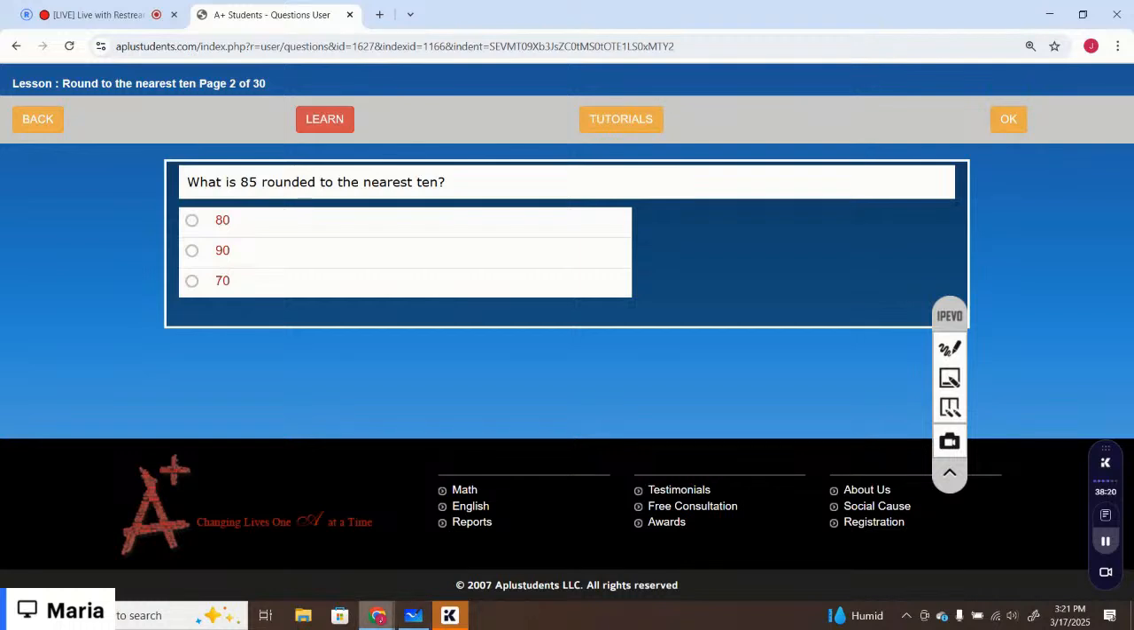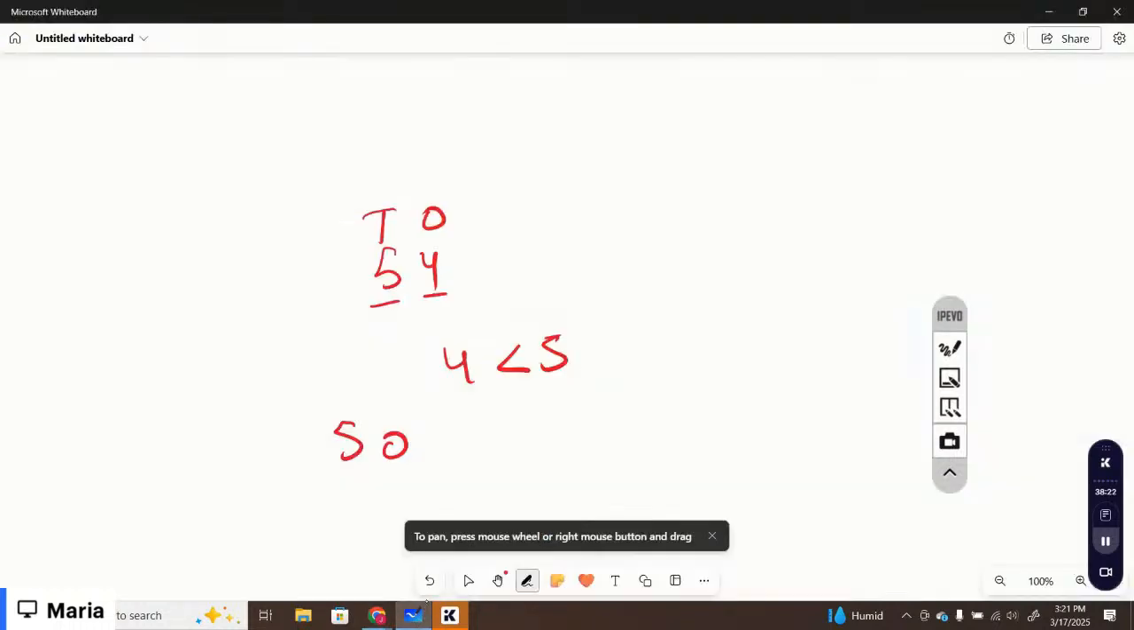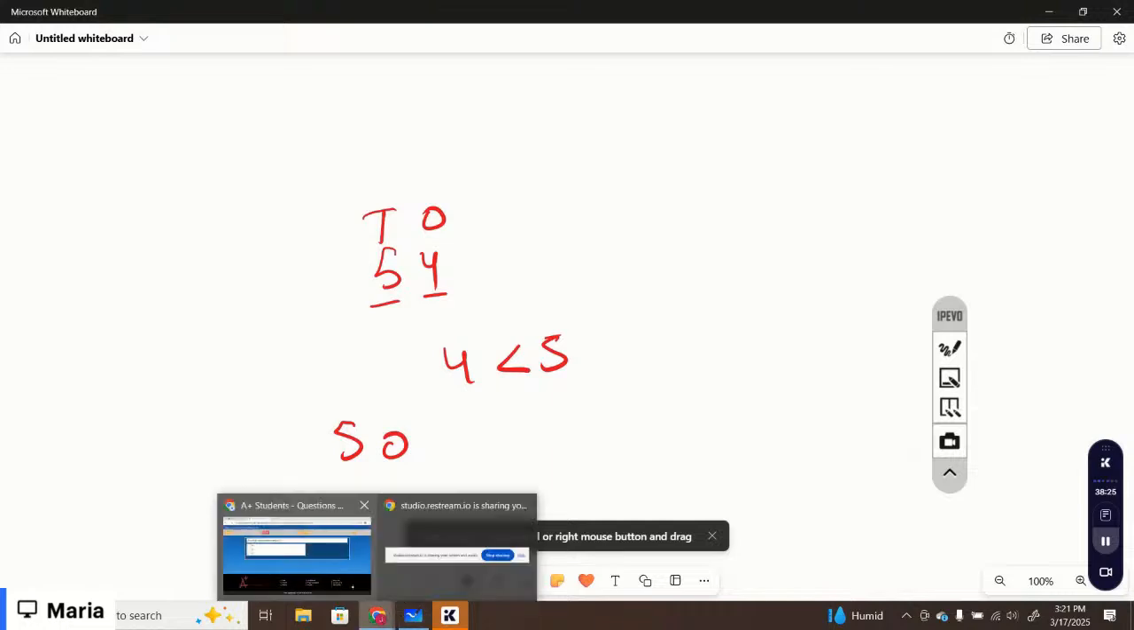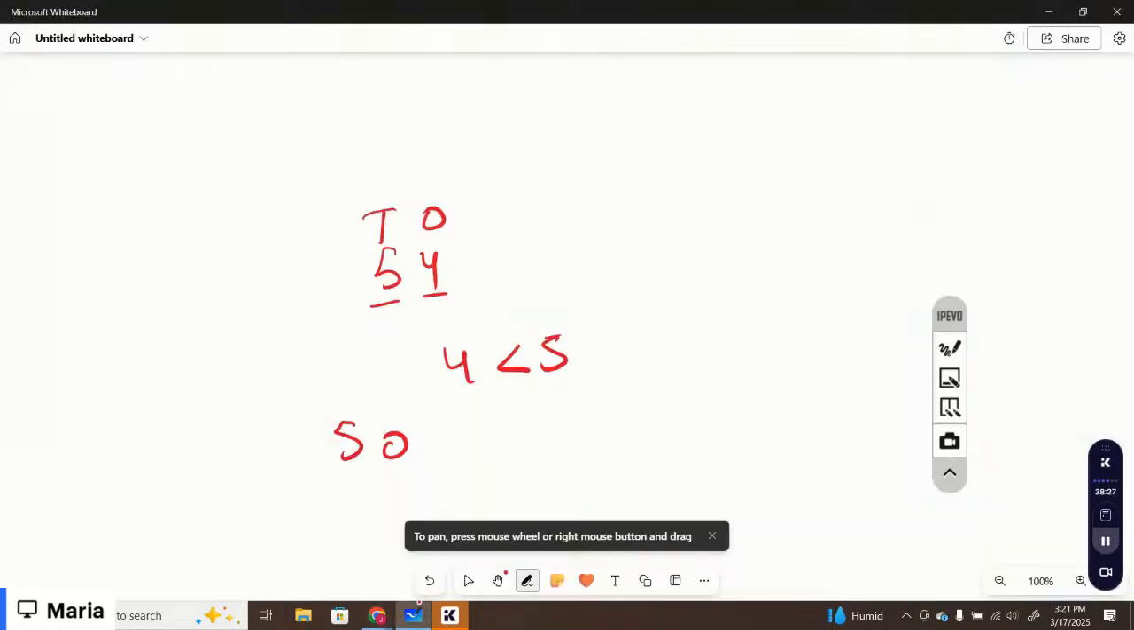What is 85 rounded to the nearest 10? So 85. The digit in the tens position, and on the right, you have 5. 5 is equal to 5. So when they are exactly equal, you need to round up. Round up means add 1 to the tens digit. 8 plus 1 is 9, and replace the other digits with 0. So that would be rounded to 90.